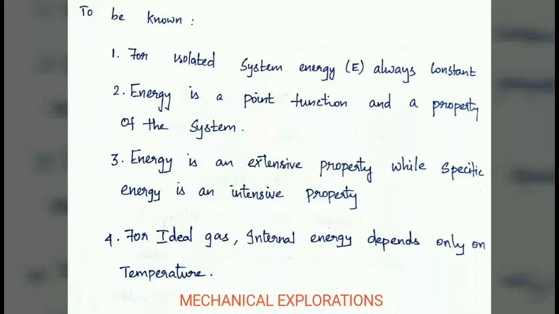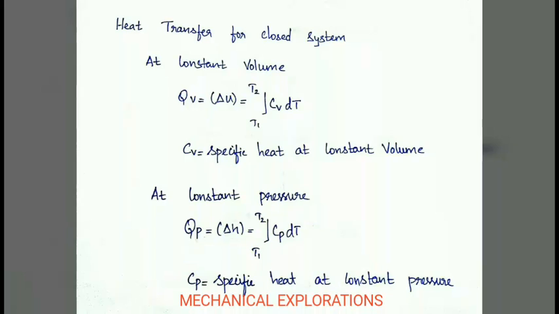Now what is to be known is, for an isolated system, energy is always constant, and energy is a point function and a property of the system. Energy is an extensive property while specific energy is intensive. You should notice the difference. It will be useful for 1 mark. For an ideal gas, internal energy depends only on the temperature.